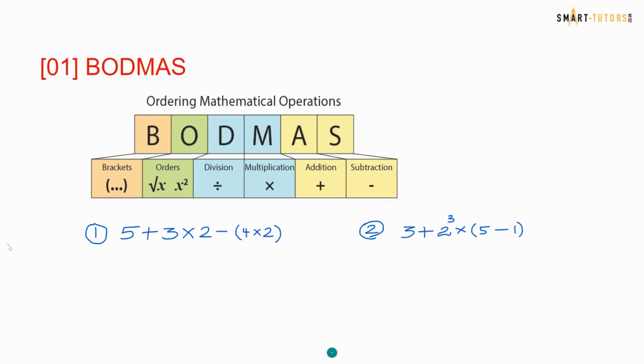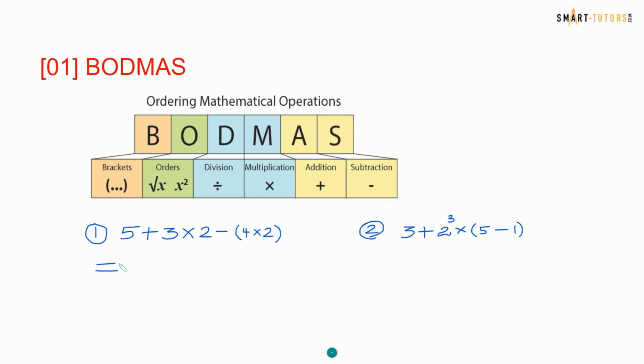Topic 1. The topic 1 is BODMAS, or sometimes it is called BIDMAS. So the mathematical operations are ordered as brackets, secondly orders, then division and multiplication at the same level, then addition and subtraction. Orders means any power related, square root, cube root, which has to be done separately. Let's look at this question.